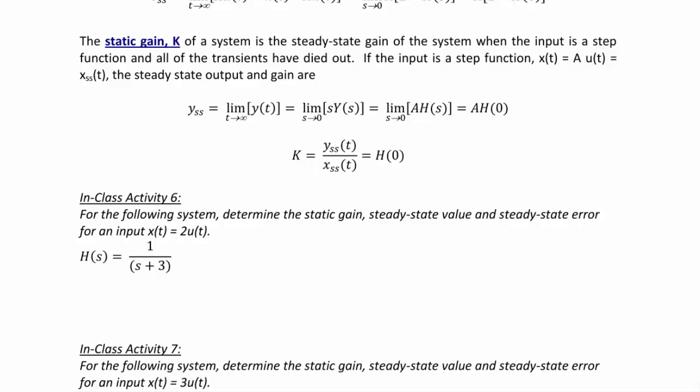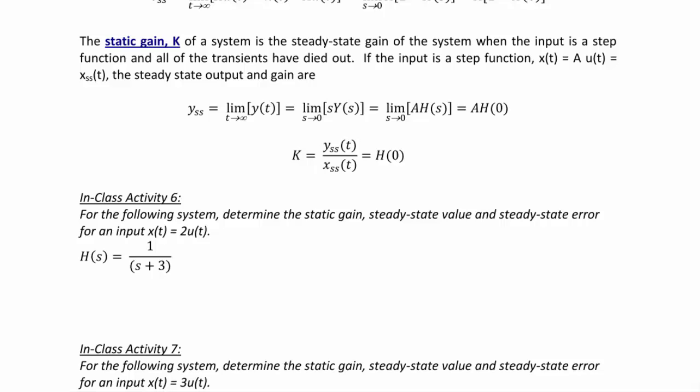The static gain k of a system is the steady state gain of the system when the input is a step function and all of the transients have died out. If the input is a step function, x of t equal a u of t, which is equal to x steady state of t, the steady state value of the output, then y steady state is equal to the limit as t approaches infinity of y of t, or the limit as s approaches 0 of s Y of s, which is also equal to the limit as s approaches 0 of a H of s, which equals a H of 0. So finally, k equal to the y steady state over x steady state would be H of 0.